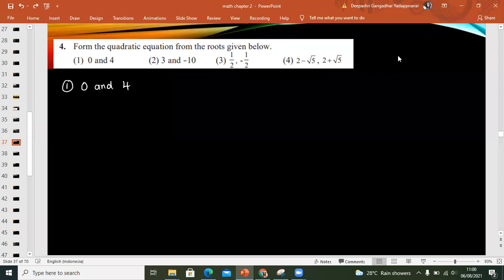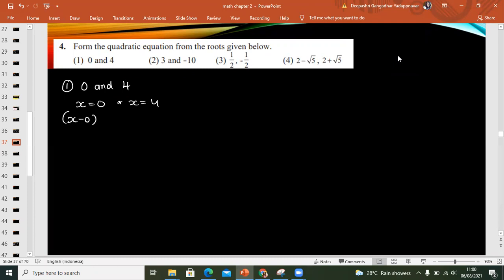Okay, so this can be written as, this is the method which you used in your previous standards. So I'm writing that x equals 0 and x equals 4. These are the two roots. So you will write that as x minus 0. I'm just telling you this method. If there are other numbers here, 2 or 3 or a negative value, then you have to follow the same steps.